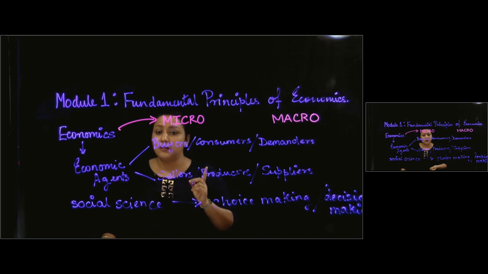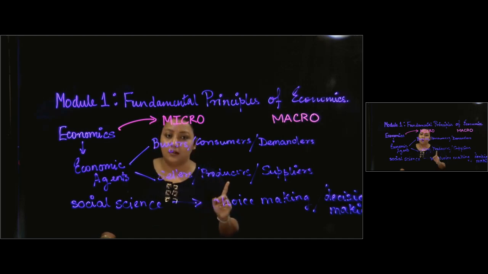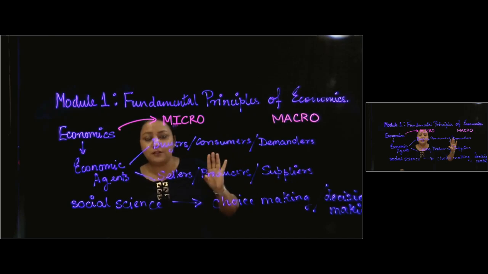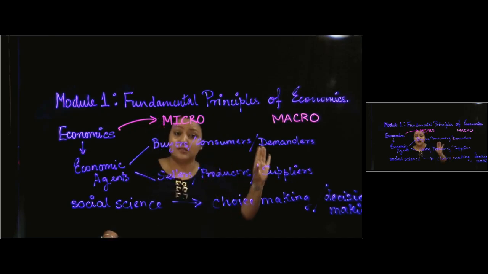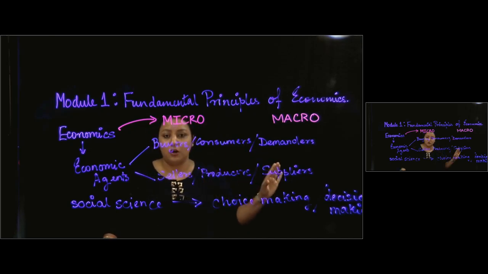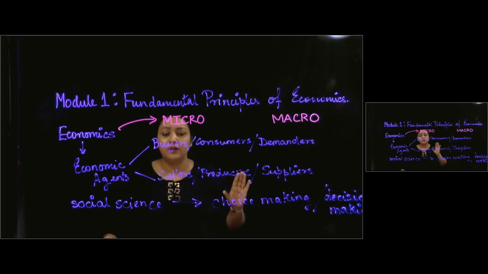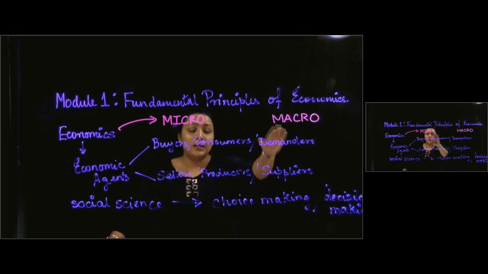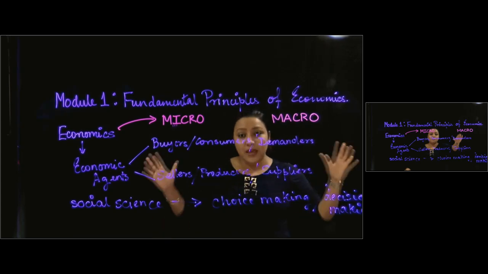Now remember, this individual could be a buyer or a seller. That's a different question. We could be looking at things from the buyer's perspective, or we could be looking at things from the seller's perspective in microeconomics. But as long as we are doing it from the perspective of one particular individual, it comes under the premise of microeconomics. Now, the name macro suggests that big, it is big.